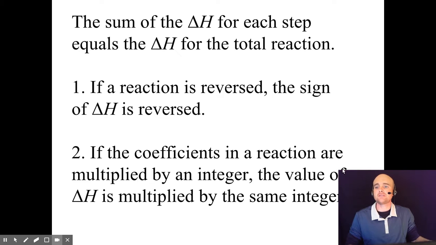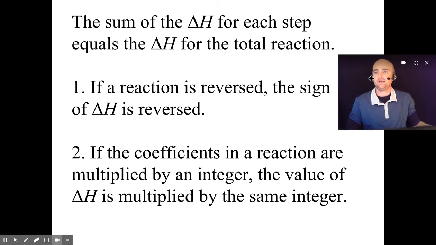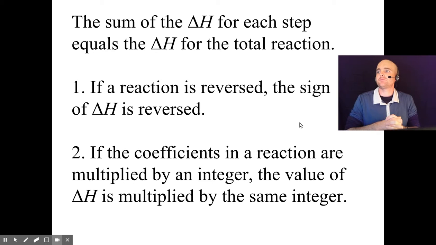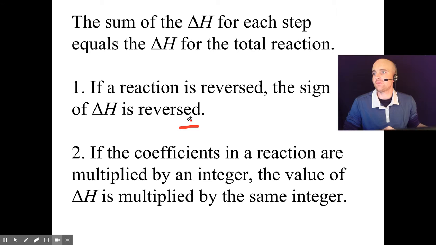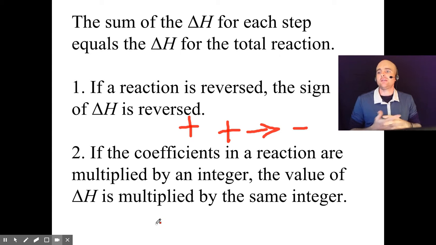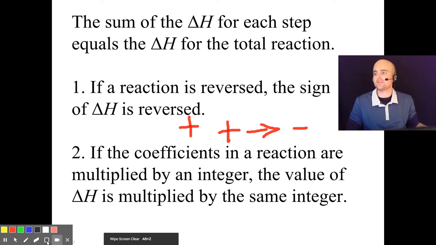There's a couple of guidelines that go along with this. Let me move my picture. The first guideline is if the reaction is reversed, the sign of delta H is reversed. So if it was negative before, it will now be positive if we reverse the reaction. If it was positive, then we change it to a negative. And if the coefficients in the reaction are multiplied by some integer, we have to multiply the delta H by that integer. Show you what I mean in just a sec.